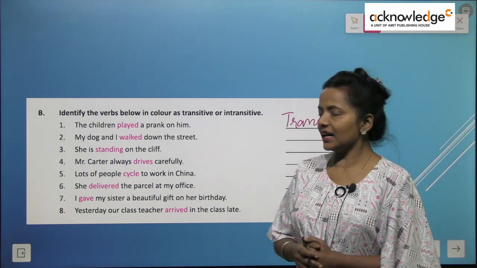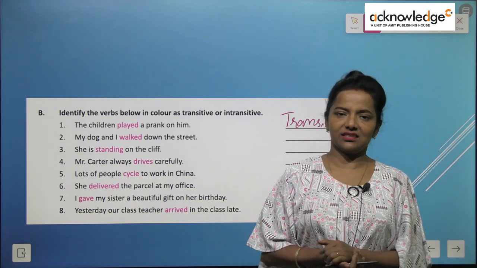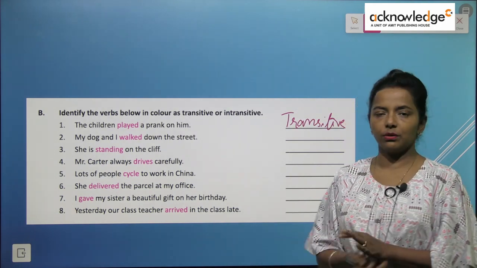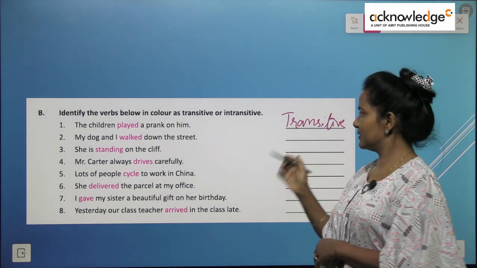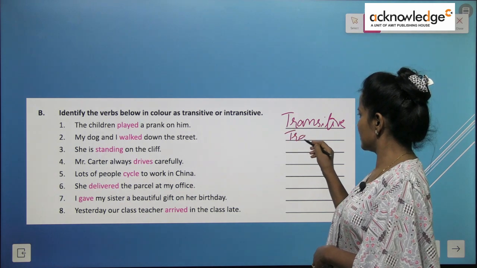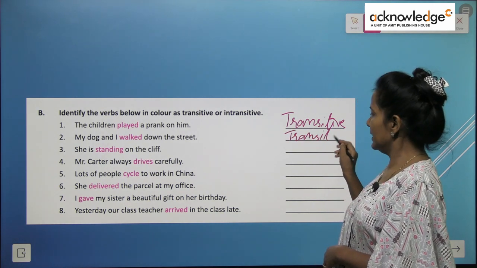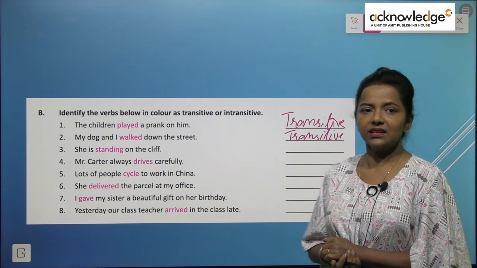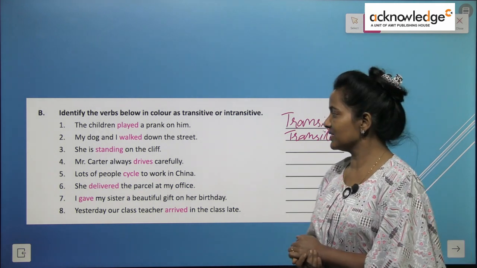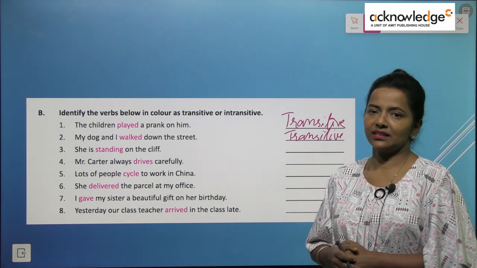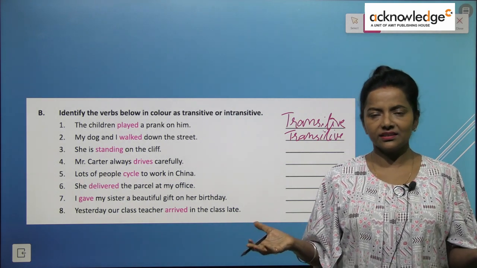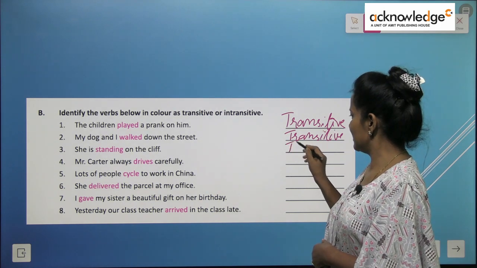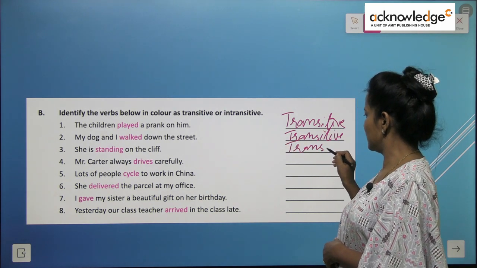My dog and I walked down the street. Again, there is no object. This is also transitive. Yes, now next. She is standing on the cliff. Here again, there is no object added to it. She is standing on the cliff, transitive verb.